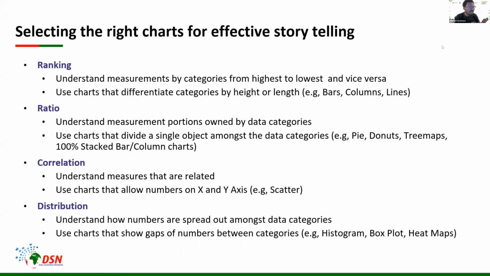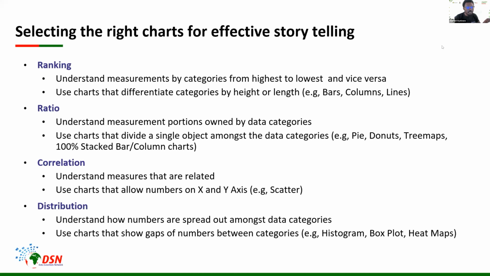We'll also have correlation when we are trying to understand measures that are related. So you are looking at two different numbers, price of petrol and price of food. Those are two different numbers, right? And we can say that they are correlated because if one of those prices goes up, the other one goes up. If one of those prices goes down, the other one goes down in a normal economy. And you want to use a chart that allows numbers on the X and Y axis, so you can show the relationship between those two numbers. Example is a scatter chart.